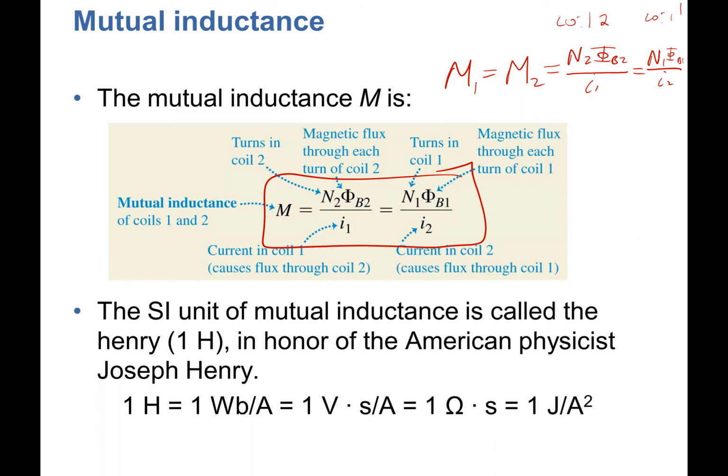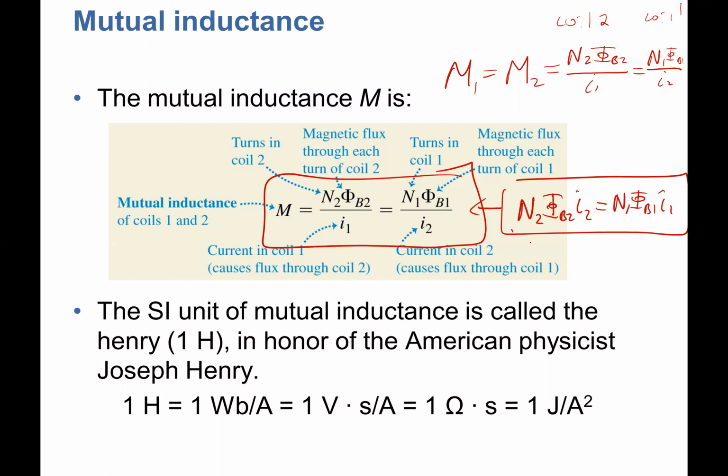That means you can calculate the mutual inductance in terms of coil 1 or coil 2. So in a way, what we get here is the number of turns in coil 2 times the flux in coil 2 times the current in coil 2 equals the number of turns in coil 1 times the flux in coil 1 times its current. And those are equal. So you just divide both sides by the current, and that's how you can find the flux.